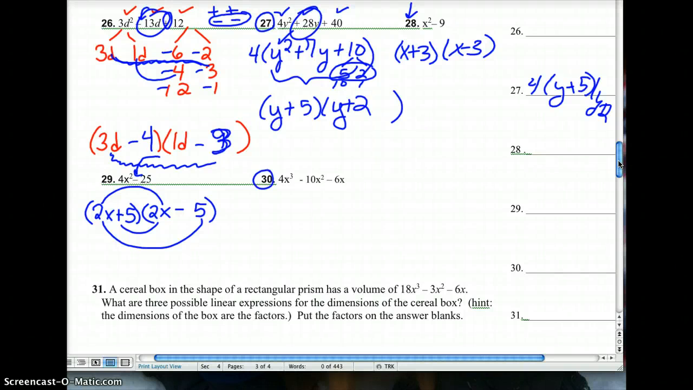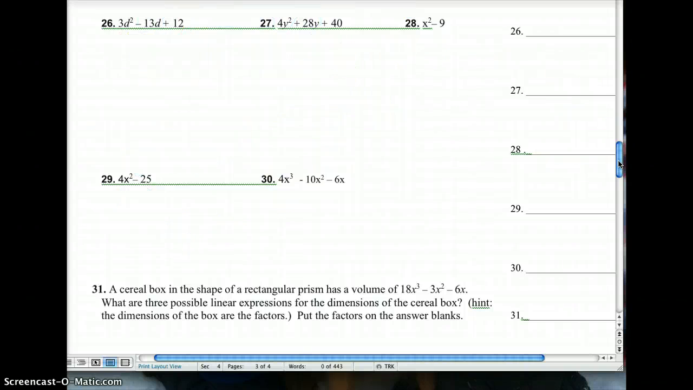Number 30. Is there anything that I can pull out of every term? Well, they're all even, so for sure a 2. How about a 4? No. But they do all have an x in it. So the first thing I'm going to do is factor out a 2x.